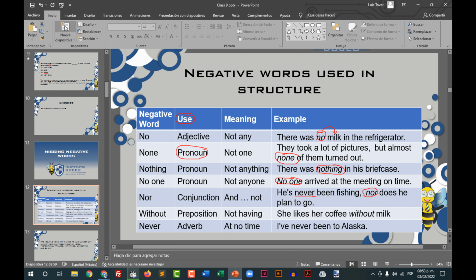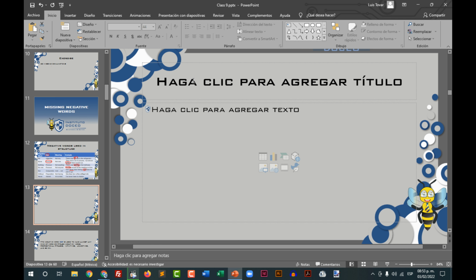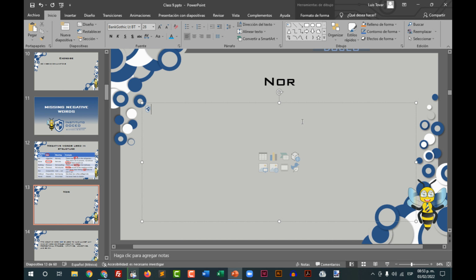Let me start with nor first. How do we use nor? We can use nor in only one sentence, but the sentence must be negative. We use nor as a coordinating conjunction, so we have to connect clauses, words, etc. If we use it, the sentence must be negative. For example, I might say, I don't like oranges nor bananas. In this case, I am connecting two words.